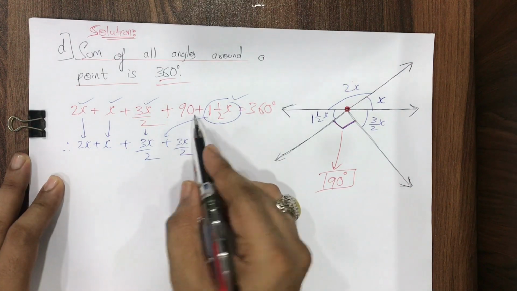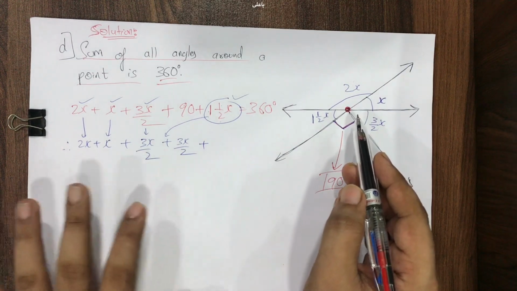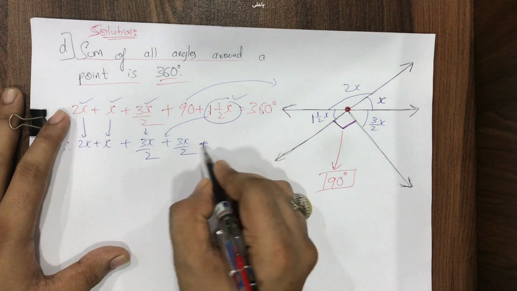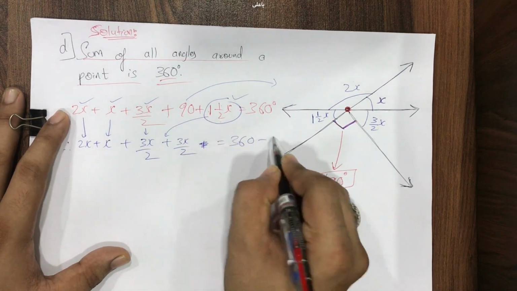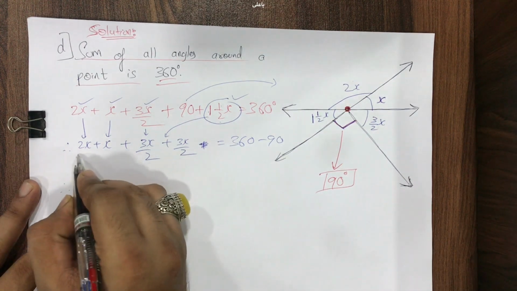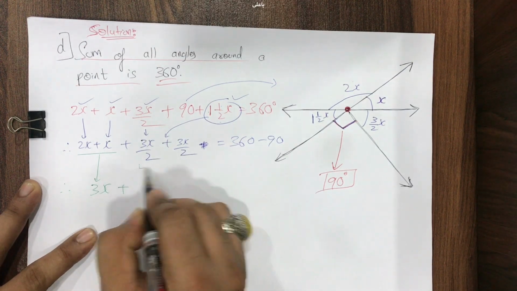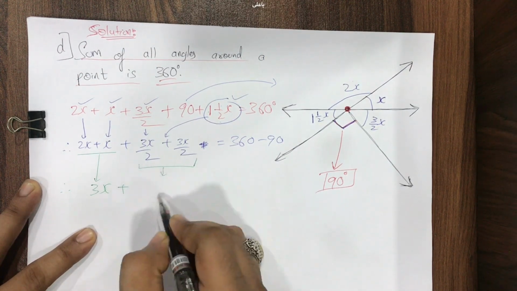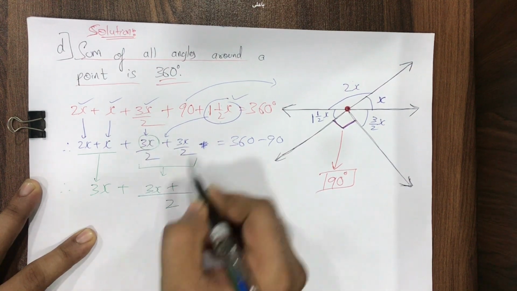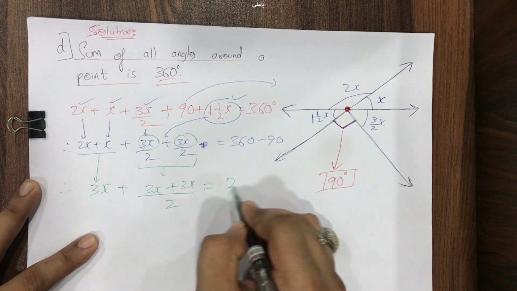So let me take this 90 on the right hand side, because all these 4 angles 1 2 3 4 have x along with them. So this 90 if I take on the right hand side, this will become minus 90, right? So this will be 360 minus 90. Therefore 2x plus x is how much, 3x, plus, can I say I have a common denominator? I can take a common denominator here. So common denominator 2, this is 3x from here plus 3x is equal to 360 minus 90 is 270.